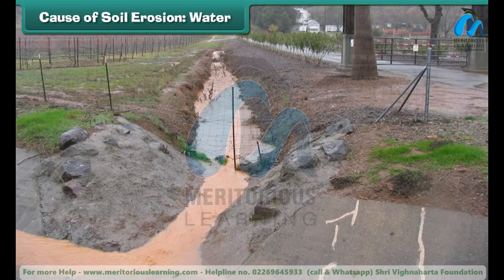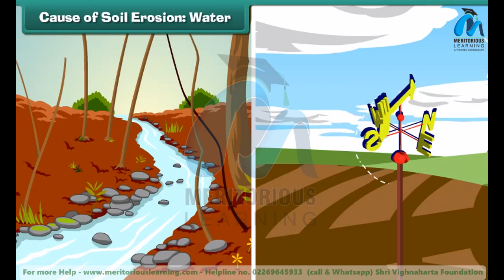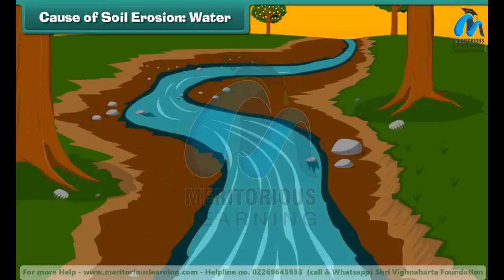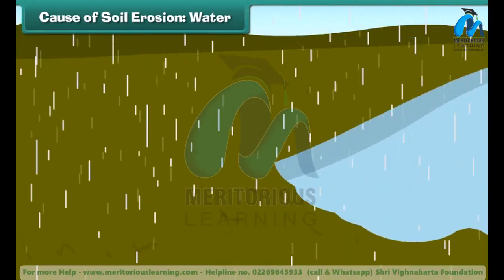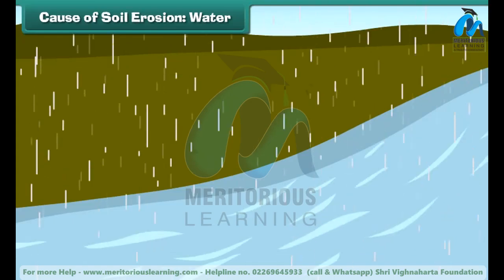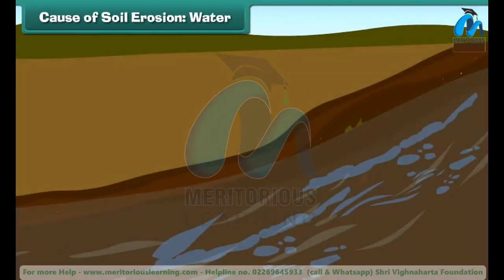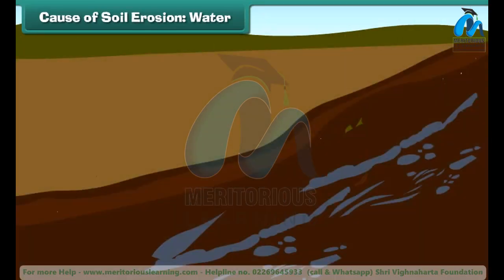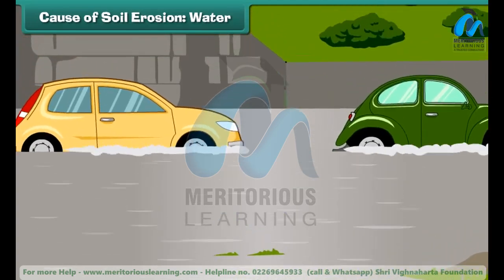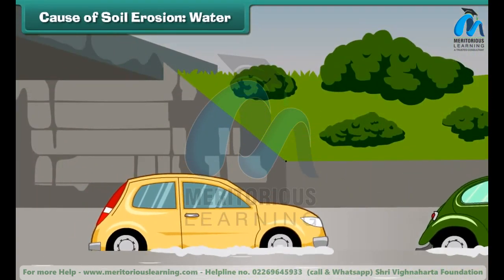The most common factors are water and wind movements. Water flowing through the ground carries away soil with it. During rain, the soil particles are detached by raindrops. These soil particles are carried away by the running water. Floods are also the main cause behind soil erosion.